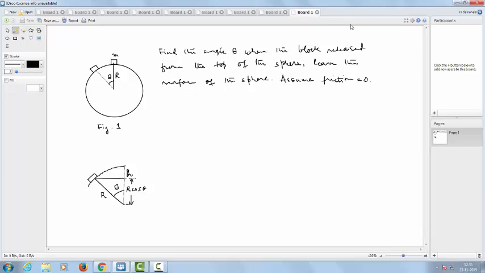The problem is to find the angle theta when the block released from the top of the sphere leaves the surface of the sphere, assuming there is no friction. Now let us imagine a situation as in figure 2, when the block is making an angle theta, that is, the line joining the center of the block to the center of the sphere is making an angle theta with the vertical.